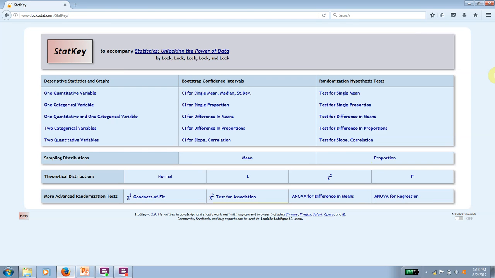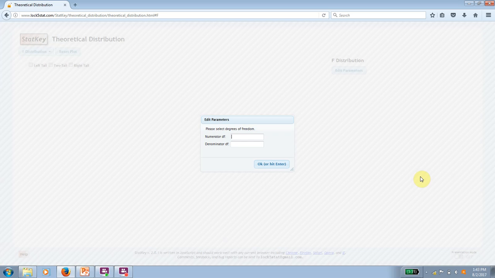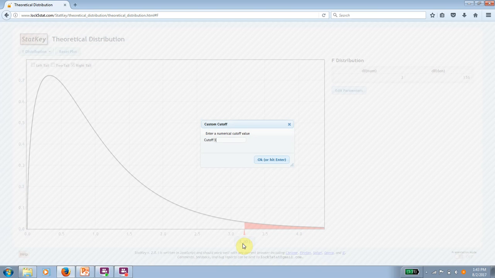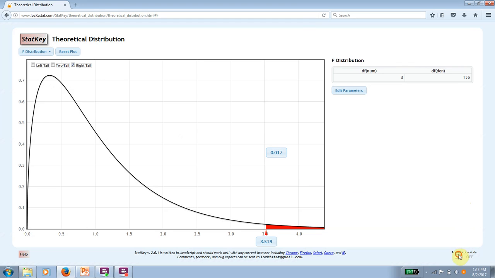Lastly, I just wanted to go through in real time how you would get the p-value using StatKey. Under theoretical distributions, you want the f-distribution. Then we'll get prompted for the degrees of freedom. We wanted 3 numerator degrees of freedom and 156 in that example with the diets. Then we want a right tail bounded by 3.519, and there's the p-value, 0.017.